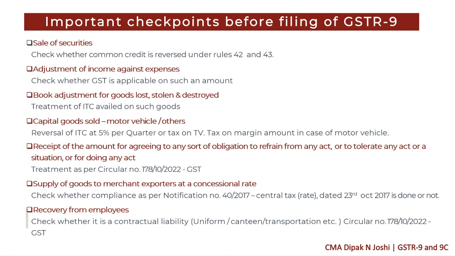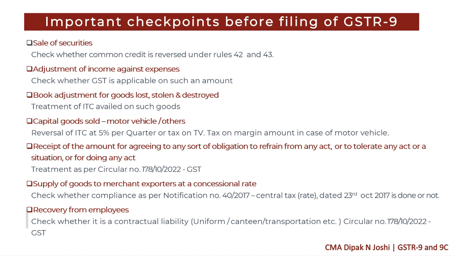Next is sale of securities. Again, sale of securities is neither supply of goods nor supply of service. Both the definition of goods as well as the definition of services exclude securities. So again, it is non-GST supply. In that case also, we should check whether the common credit to the extent of sale of securities is reversed in GSTR 3B under Rule 42 and Rule 43.